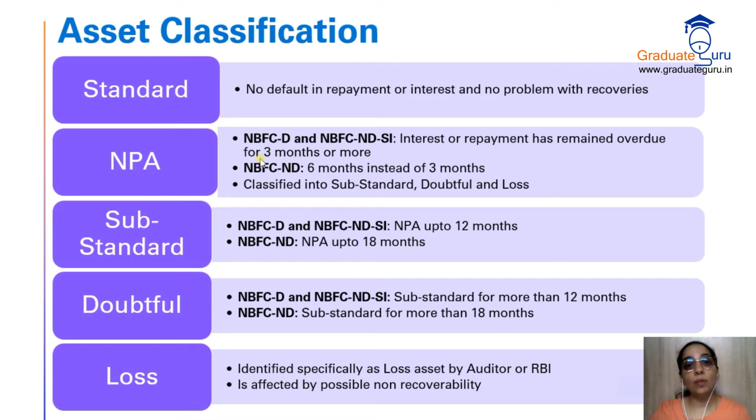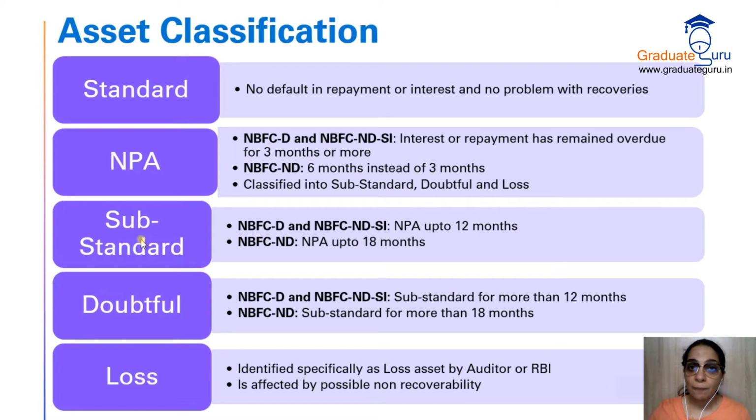Now, अगर 2 months cross हो गए and in this case it is 6 months instead of 3 months, तो यहाँ पर 5 months तक it will still remain in the standard category. Okay? After that, it becomes NPA. Now, once it becomes NPA, that is when will it become NPA? जहाँ पर interest या repayment has remained overdue for 3 months or more या 6 months or more. Then it can be classified as substandard, doubtful or loss.